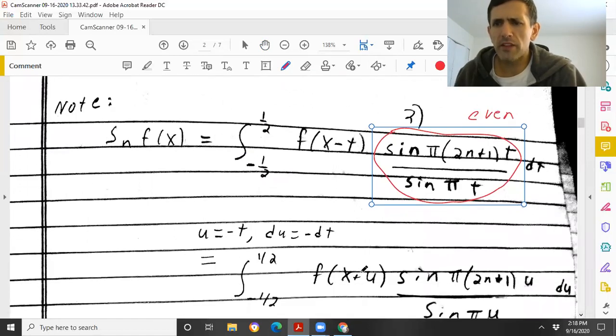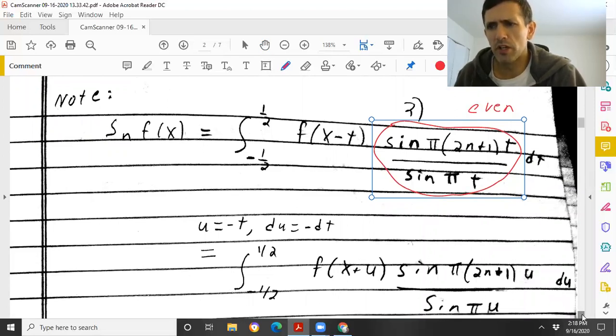Okay. And then we get, this is going to be f of x plus u, sine pi (2n plus 1)u over sine pi u, du. Actually, I forget, honestly, if there was a plus or minus here in our original Sn of f definition, or what we proved it equals to, but it doesn't matter because the simple u substitution here says that it's going to be equal to f of x plus t times this whole thing here. So it doesn't matter if it's plus or minus t, they're equal. Okay? And this is extremely useful.